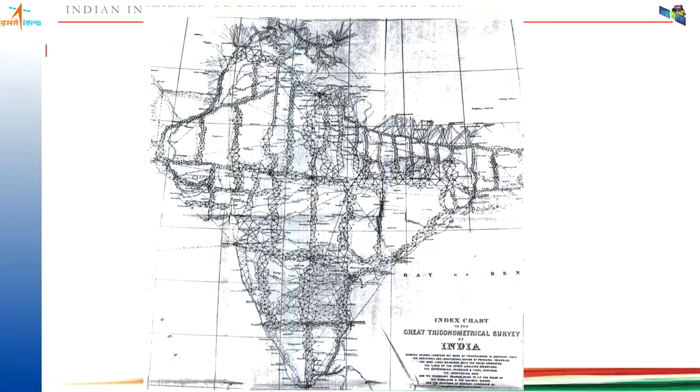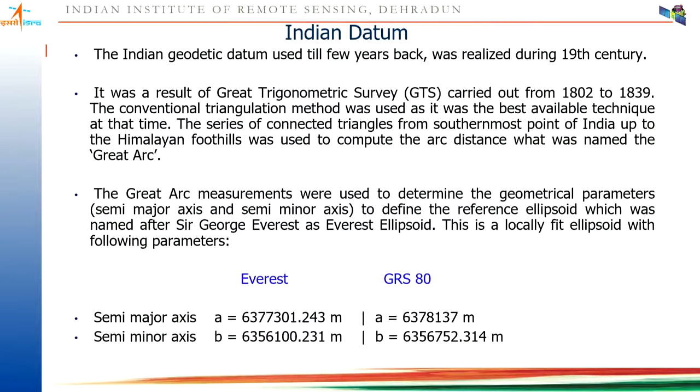They have taken two points around 20 miles apart, and then they have measured the angle, and then we have created one triangle. Then further these two points they have forwarded again and again. Like that they have measured basically, and based on that they developed the great arc measurements they have done to determine the geometrical parameters.